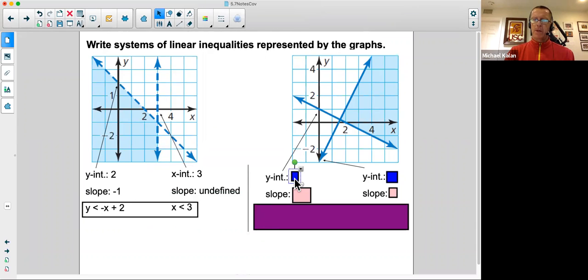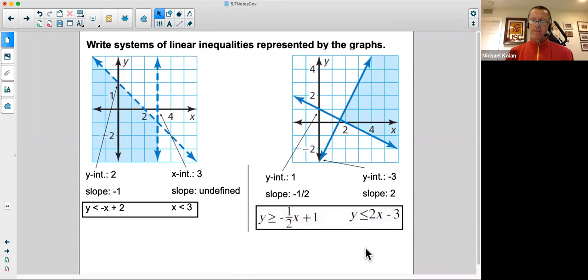All righty, so hopefully you got those numbers for your y-intercept, your slope, and we want to shade up from this one. So it's gonna be a greater than or equal to because it's solid. And for this one, it's gonna be what? Less than or equal to. So hopefully you got that.